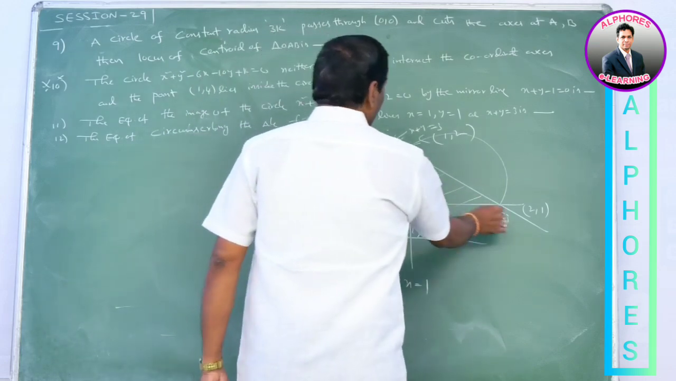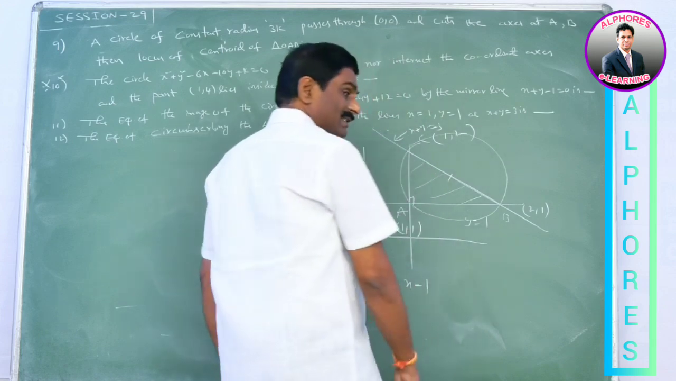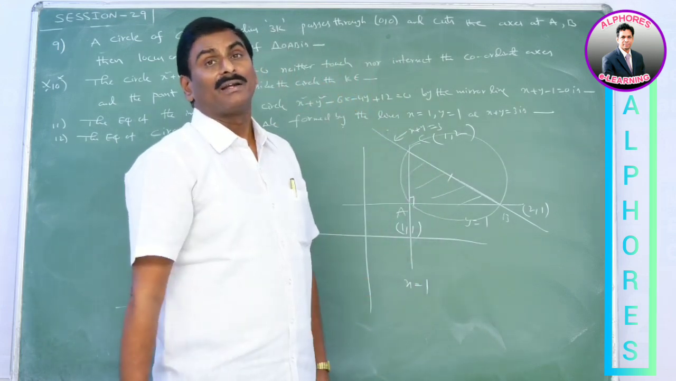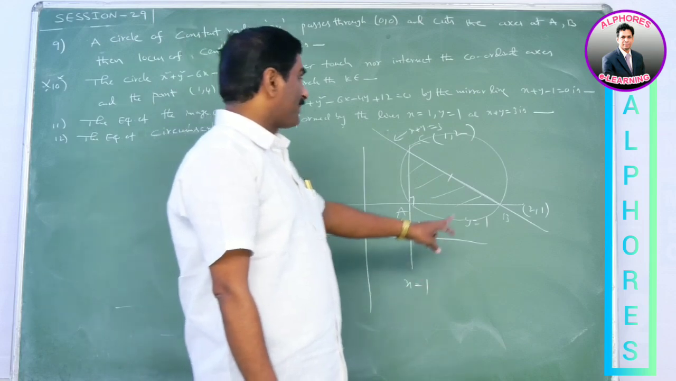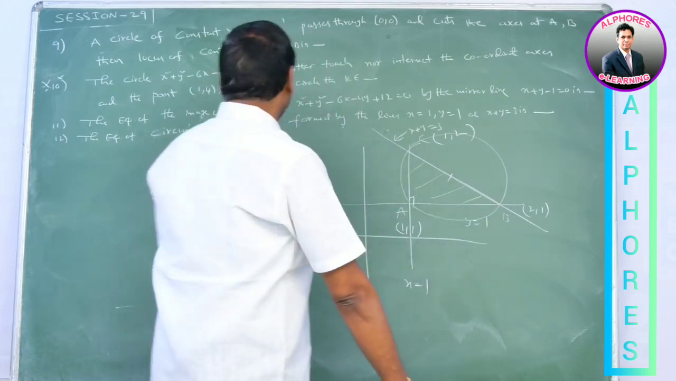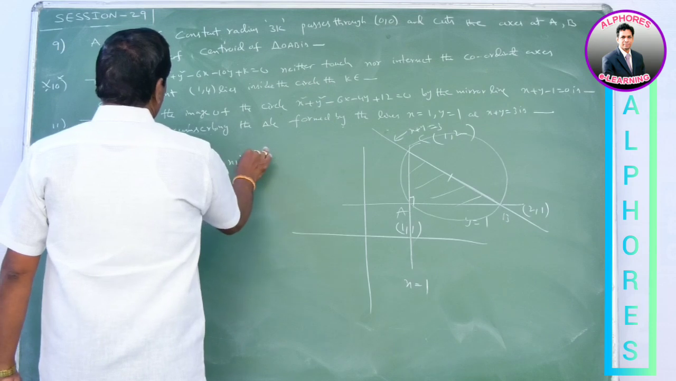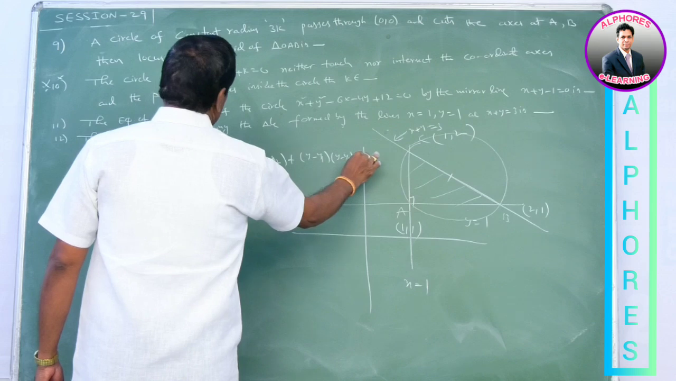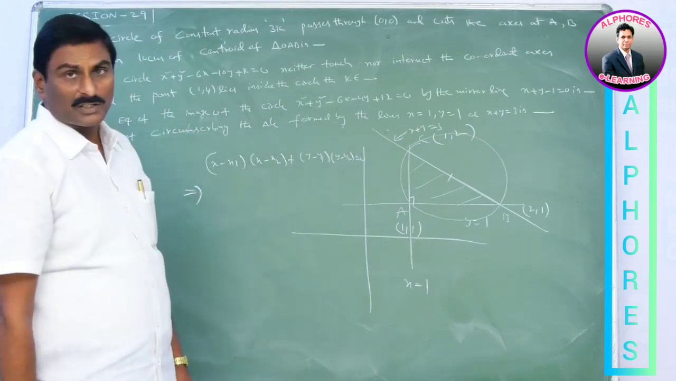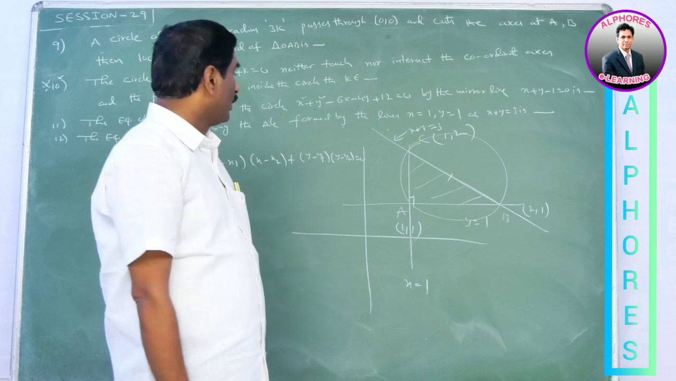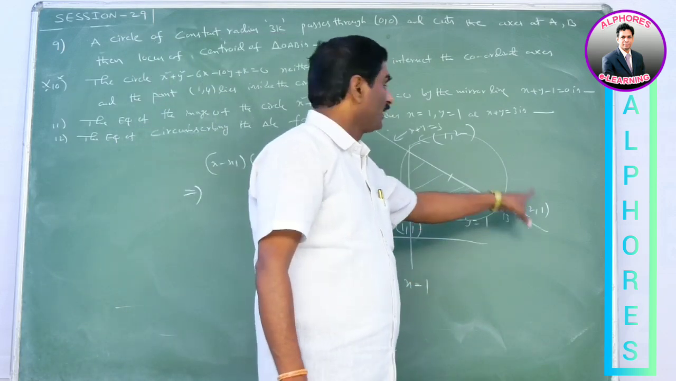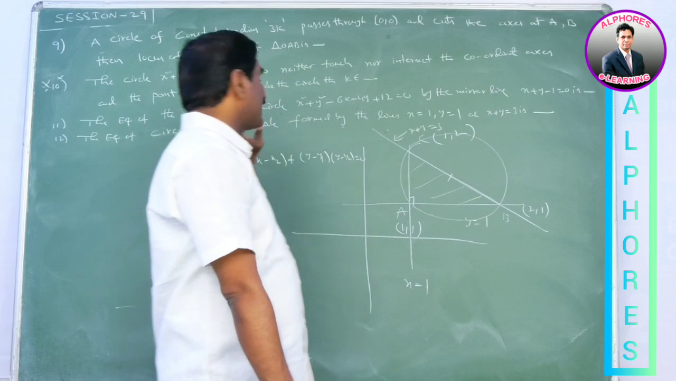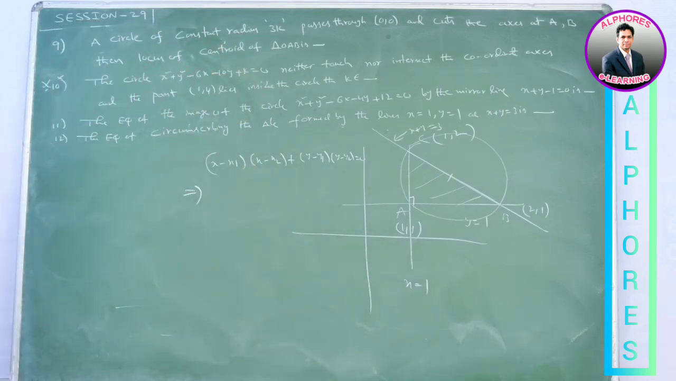In a right angle triangle, BC is the hypotenuse. It is nothing but the diameter of the circumcircle. If the diameter endpoints are given, what is the equation of the circle? (x minus x1)(x minus x2) plus (y minus y1)(y minus y2) is equal to 0. Here (x1, y1) is (2, 1) and (x2, y2) is (1, 2). Substitute these values, we get the equation of the circle circumscribing the triangle formed by those lines.